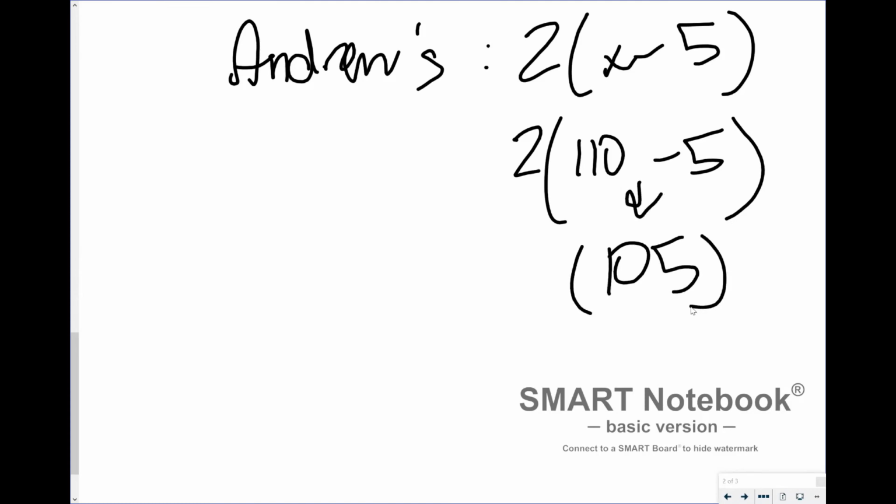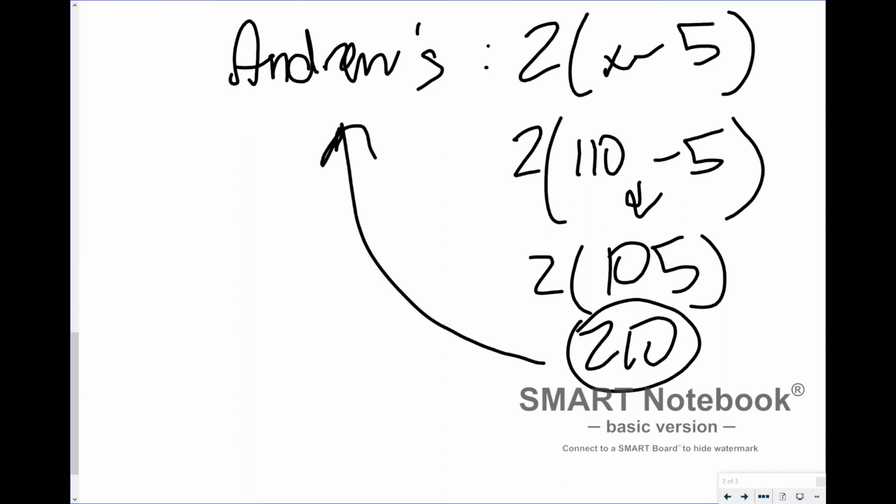You still have your parentheses because we're multiplying here. Now, what's 2 times 105? You got it. It's 210. So this is his score. Sorry guys, this is all sloppy looking. So that is his score, 210.